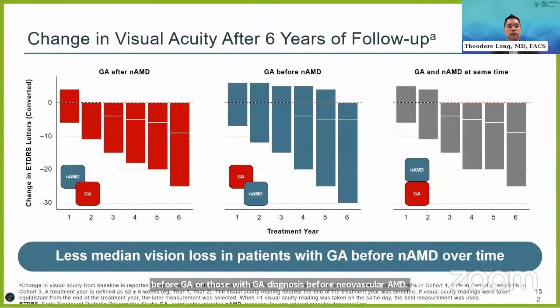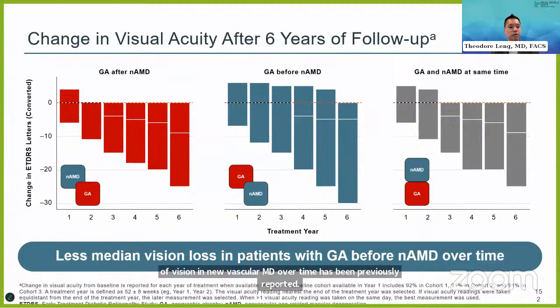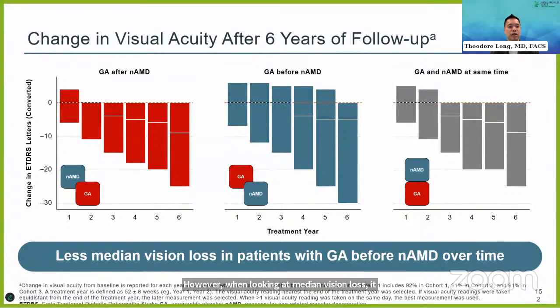This slide depicts the change in visual acuity from baseline through each year of treatment. The orange line shows 0 letters of change. After 6 years of follow-up, the mean visual acuity dropped by 9, 5, and 9 letters for the 3 cohorts. Loss of vision in neovascular AMD over time has been previously reported. However, when looking at median vision loss, it happens more slowly when neovascular AMD appears after geographic atrophy. Half of the observed patients with GA prior to neovascular AMD had sustained or improved vision from baseline through treatment year 3. Visual acuity declines were consistent across cohorts in the treatment years 4 through 6.